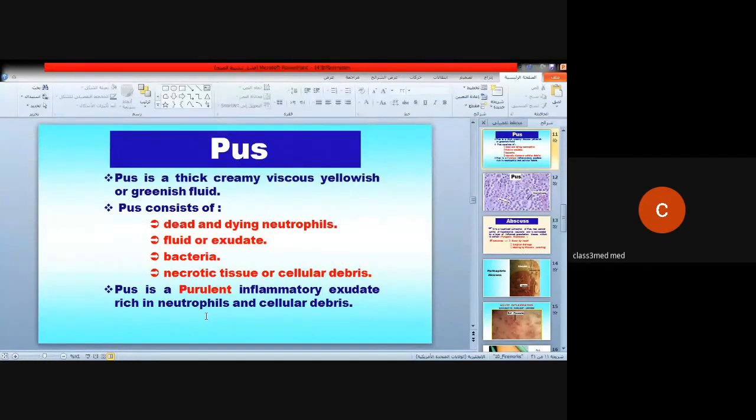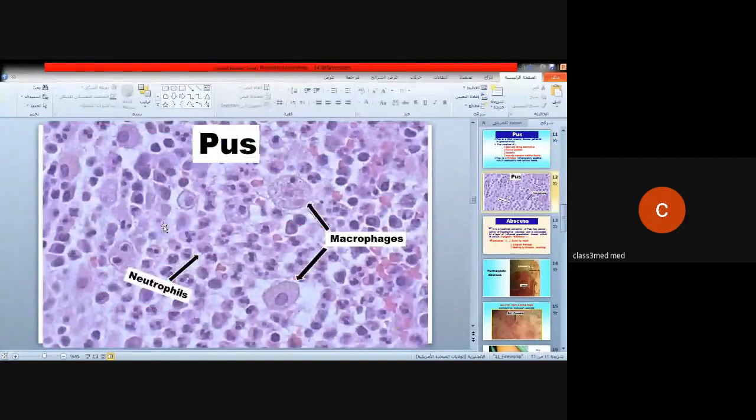This is the cytological feature of pus. You see there are numerous neutrophils, some dying and some dead, because neutrophils are short-lived. This is a large cell. You see, this large cell is a macrophage, which comes to the area for phagocytosis to engulf the necrotic debris or the necrotic cells.